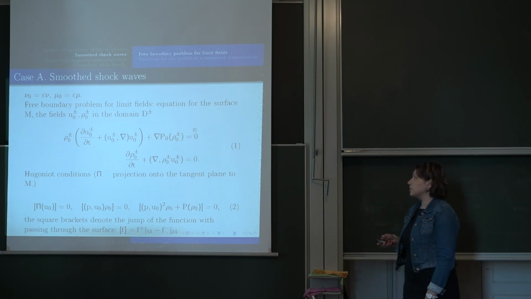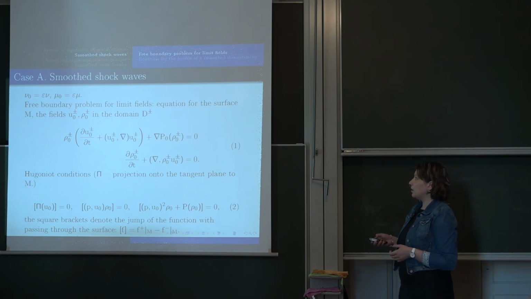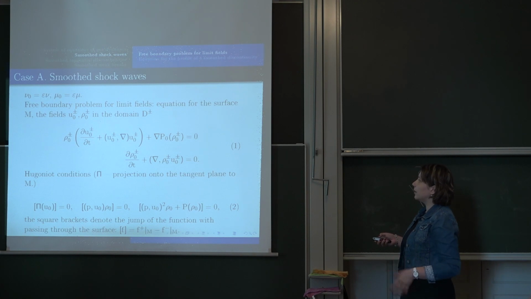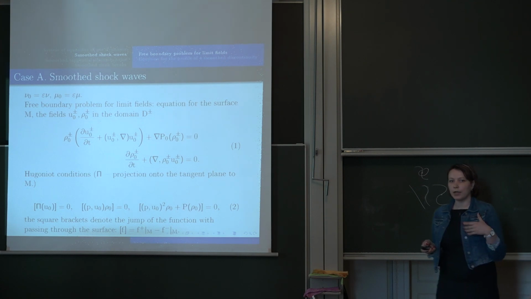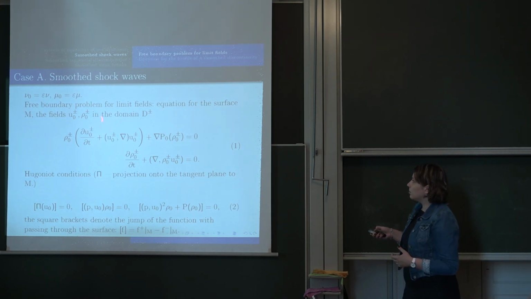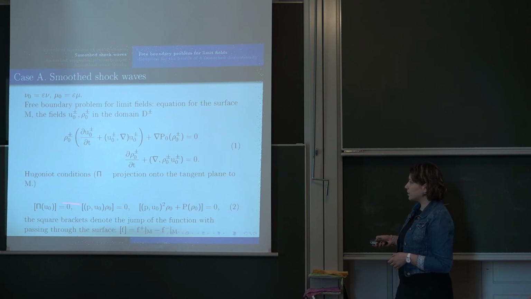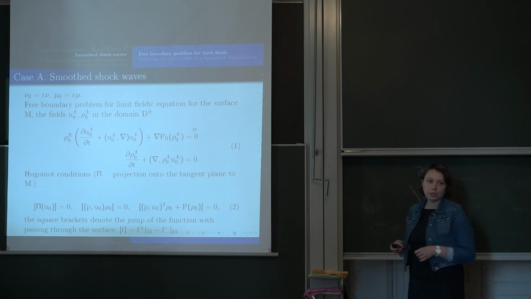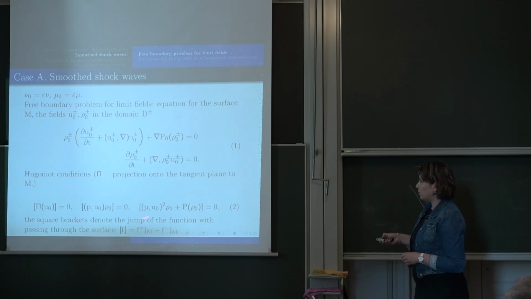Let's start with the first case. In the first case, we have only smooth shock waves, and for them we have a boundary problem for our limit fields when our fast variable tends to plus or minus infinity. We have limits of our fields U plus and minus, and rho plus and minus. This system comes with the Hugoniot conditions like that, and the square brackets denote the jump of our function when we pass through our manifold M. These are our brackets.